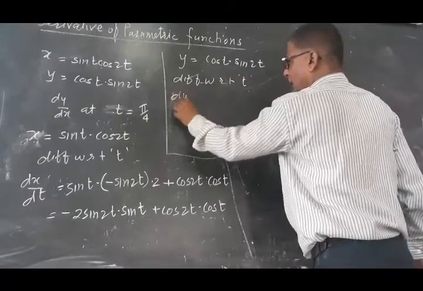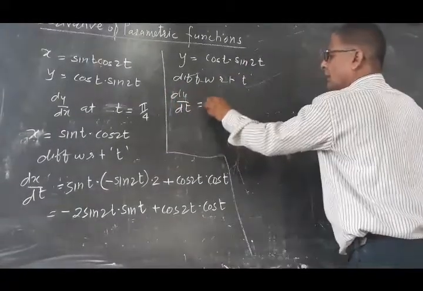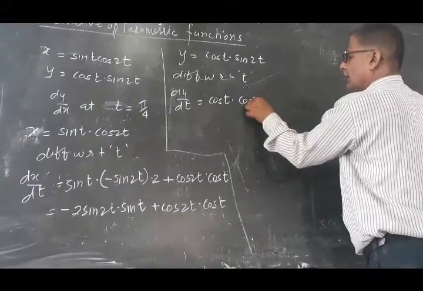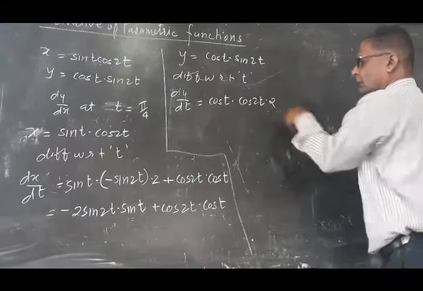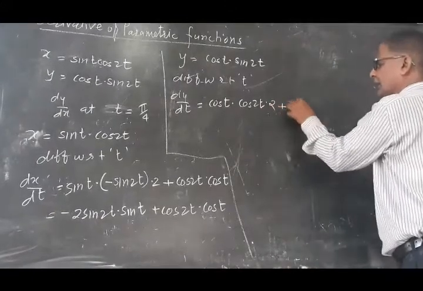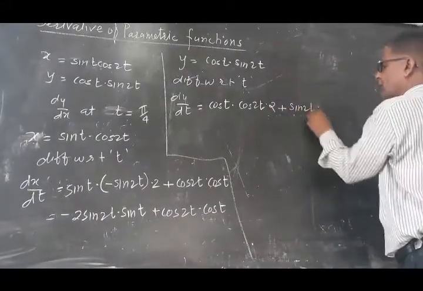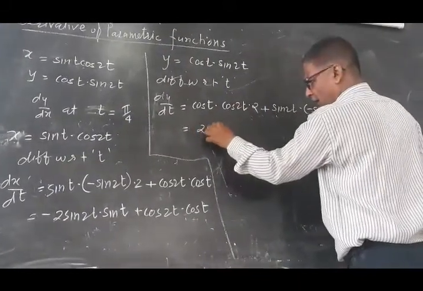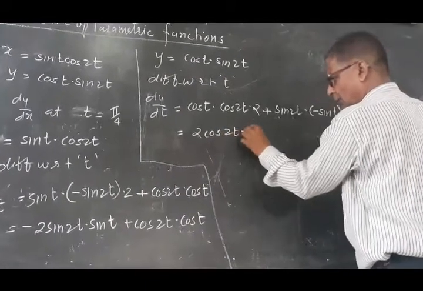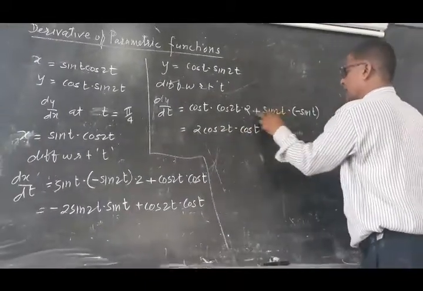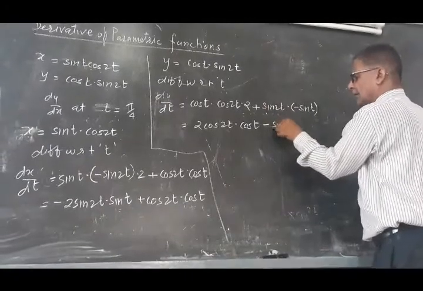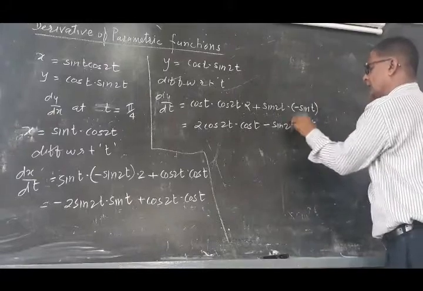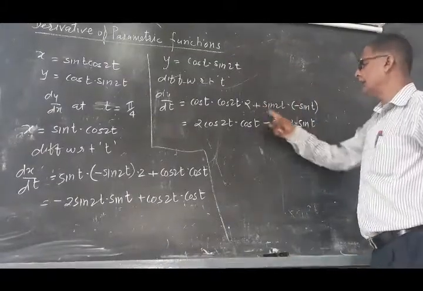Therefore dy upon dt is equal to, again the product rule: cos t into derivative of sin 2t, which is cos 2t into chain rule derivative of 2t, which is 2, plus sin 2t into derivative of cos t, which is minus sin t. Now simplify: 2 cos t cos 2t into cos t, with a plus into minus here, sin 2t into sin t. Because we have taken minus here, this is plus into minus.